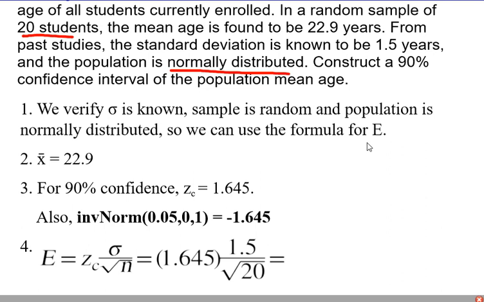Now we can use the formula for E. We need to note that our point estimate, the average age, was 22.9 for our sample. For a 90% confidence interval, our critical score is 1.645. You could also use inverse norm of 0.05, mean 0, standard deviation of 1, to get your z-score of negative 1.645. Then you know the negative and positive are the opposites of each other.